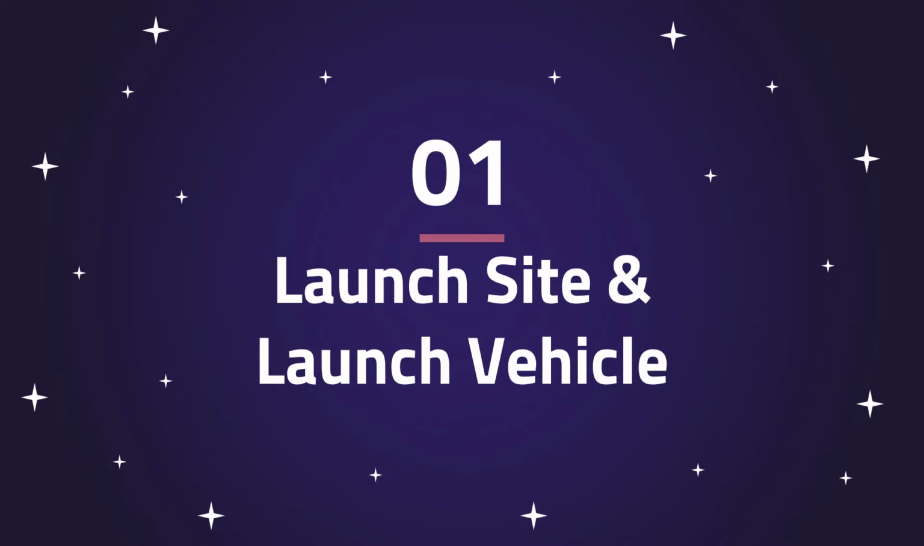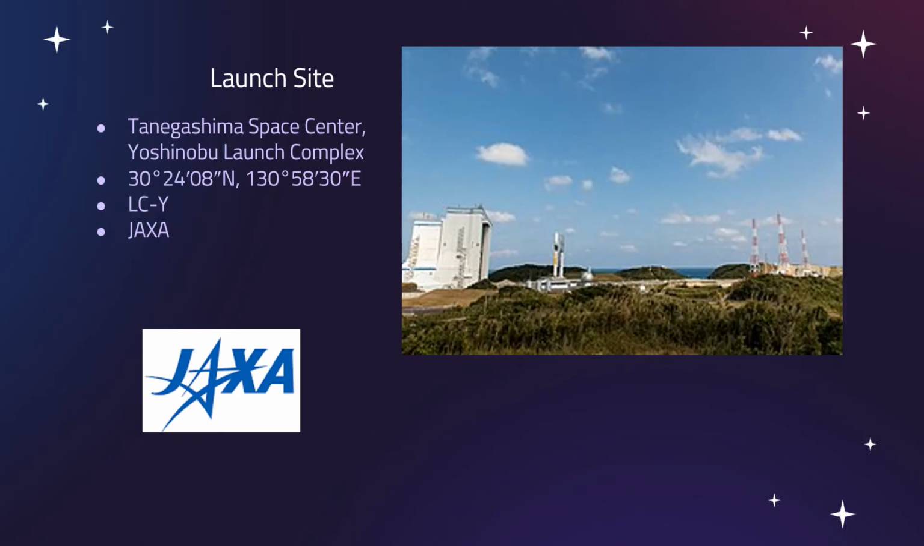The first one, launch site and launch vehicle. The launch site of Akatsuki is located at Tanegashima Space Center, specifically in Yoshinobu Launch Complex. It is located at 30 degrees 24 minutes 8 seconds north, 130 degrees 58 minutes 30 seconds east. It has the short name of LCY and it is operated by JAXA.